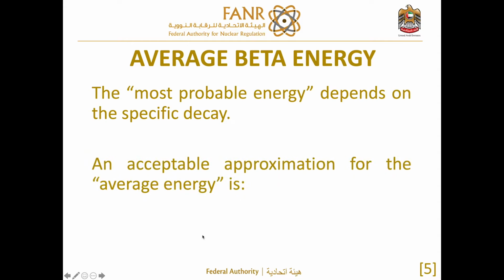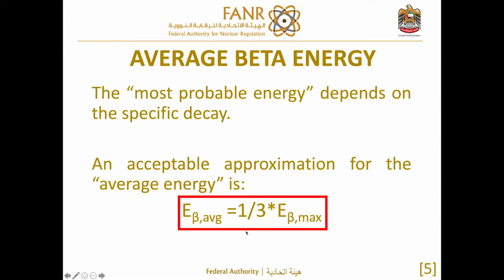Indeed, the most probable energy doesn't depend automatically on a single parameter, but on a series of parameters. It depends on each decay. But as a rule of thumb, it's easy for us to remember that the most probable energy is around 1/3 of the maximum energy of that decay. So we can write it this way, and this is useful to remember, especially when we need to do calculations of shielding of beta particles, or maybe choosing a specific detector or the efficiency of a detector.